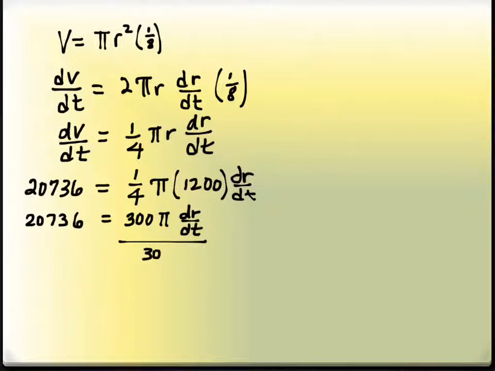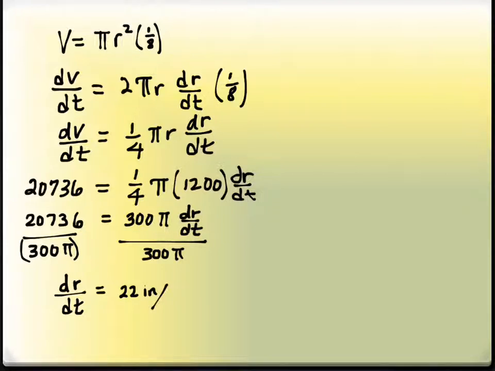And we will divide by 300 pi to find dr/dt. Again, remember to put that 300 pi in parentheses so your calculator doesn't do things out of the order you intended. What do you find for dr/dt? 22. Was it even 22? Pretty close. Okay. Inches per what? Per minute.